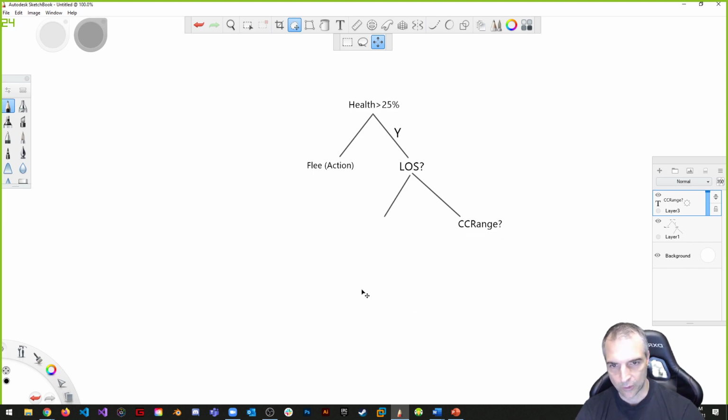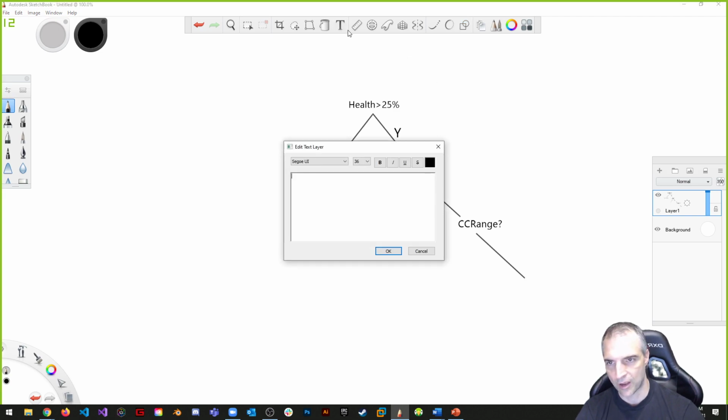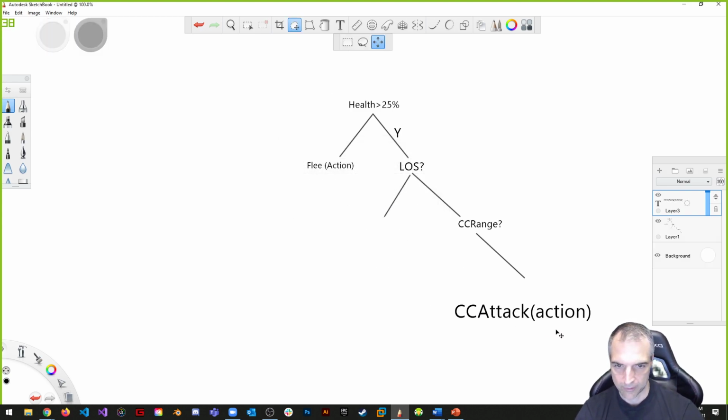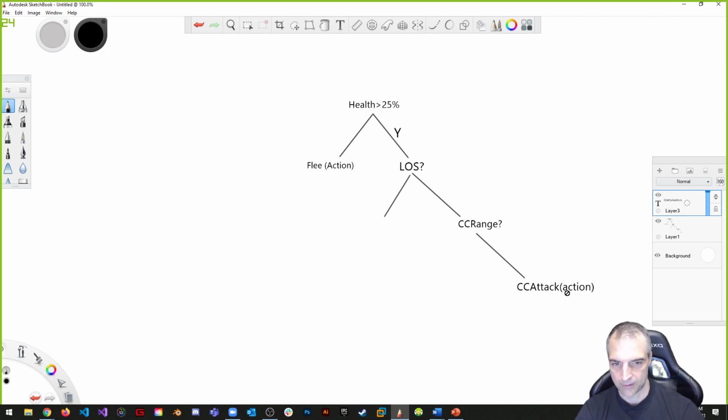If I'm not within close combat range, so this is a yes or no again. So this is, again, following the behavior that we've kind of linked out. So yes, then if we're in close combat range, then do a close combat attack. Close combat attack. Action, right? Because this is a leaf. So the leaf, this is the thing that we want to do. In fact, close combat action is a desired result. I want to be able to hit my player all the time, right?